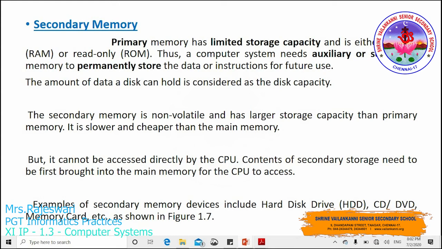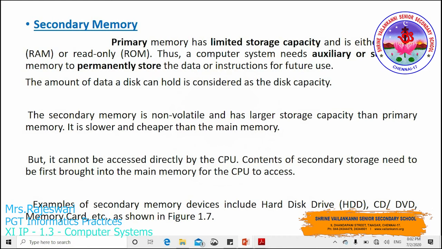But if we need any data to store permanently for future use, we have to go with the use of the secondary memory, which is also called the auxiliary memory. The secondary memory is nothing but the hard disk, external hard disk drive which we use, or else the CD or DVD, the USB drives. All these external storage devices that we use can be considered as the secondary memory, so that we can take the data wherever we go. We don't have to rely completely on the computers, right?